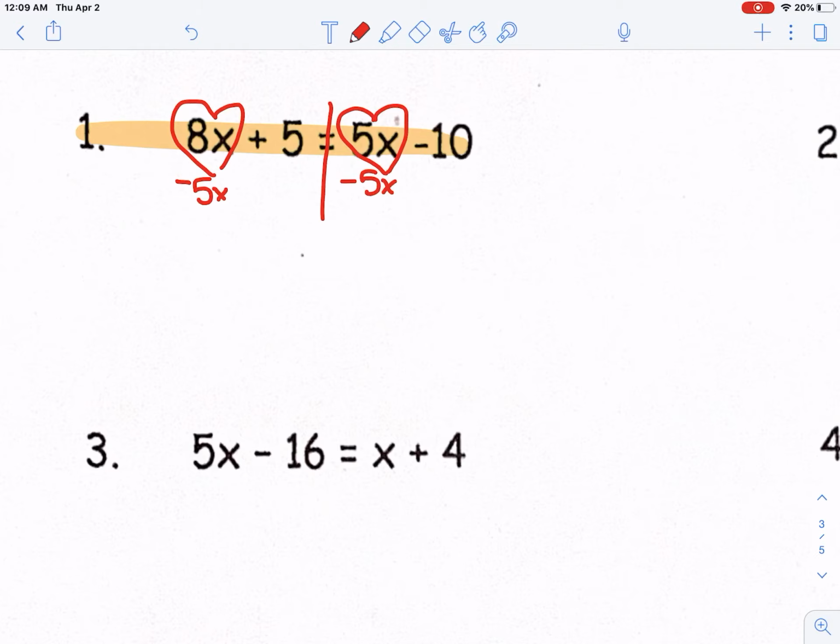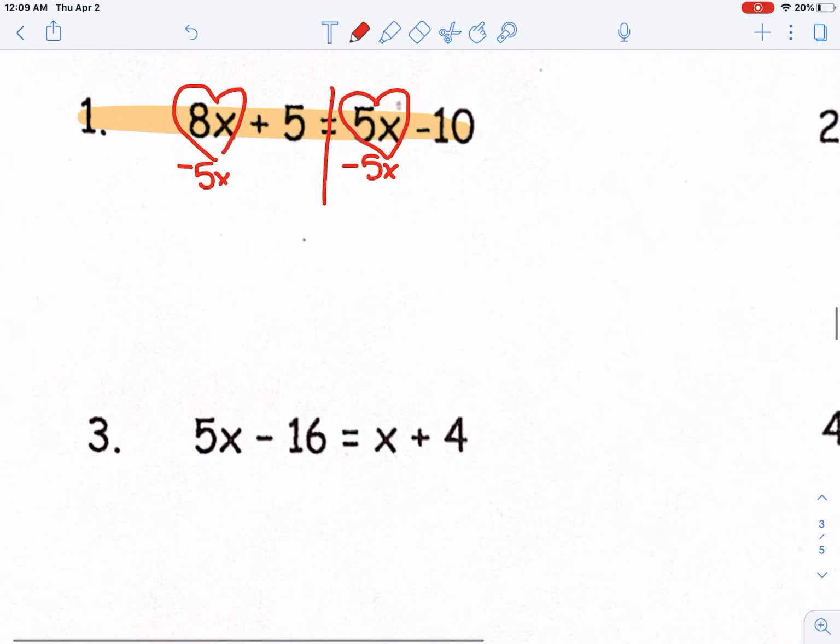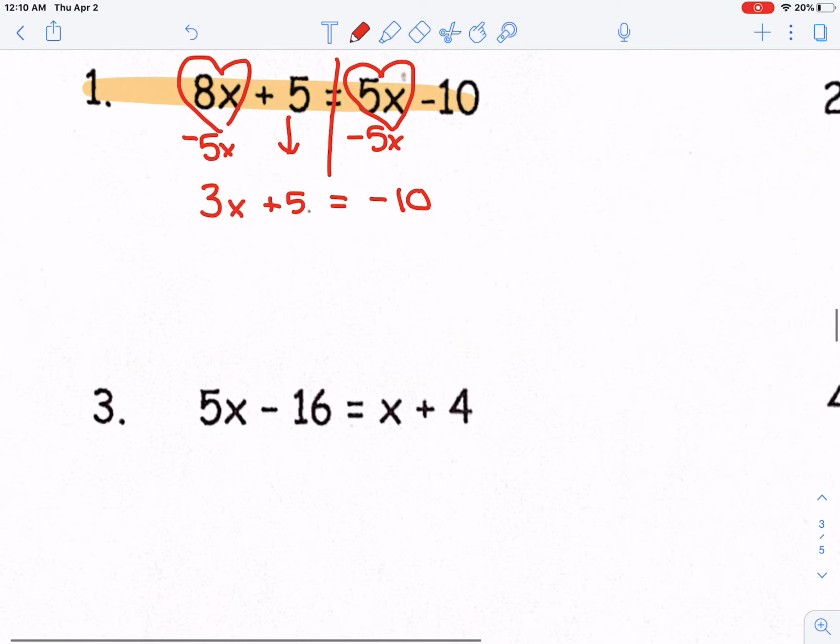So I always look to see which is going to make the most sense to move, and in this case that 5x would make the most sense. So 8x minus 5x, we are left with just 3x. And remember, we have to bring down that plus 5. And we are left with just a negative 10 over here on our right side. So now we're used to this. This is just our regular two-step equation. So now we want to get that variable by itself.